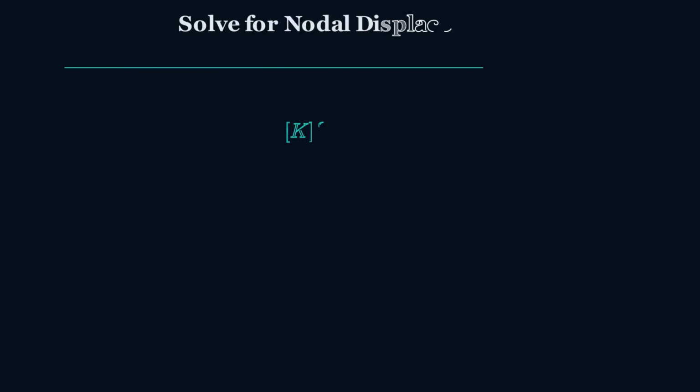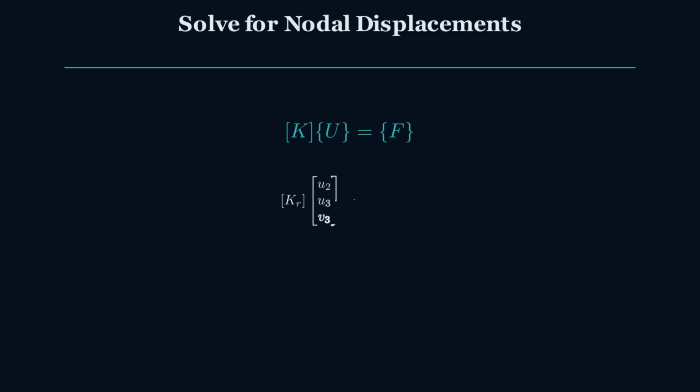After assembly and application of the boundary conditions, the structural problem takes the familiar form Ku equals F. The constrained degrees of freedom are removed, leaving 3 unknown displacement components. The numerical solution gives the following 3 unknown displacements.